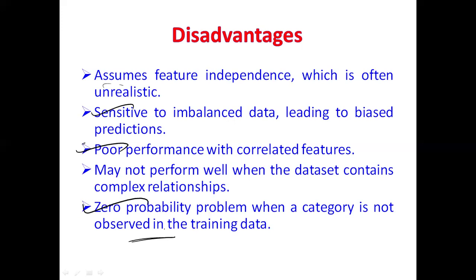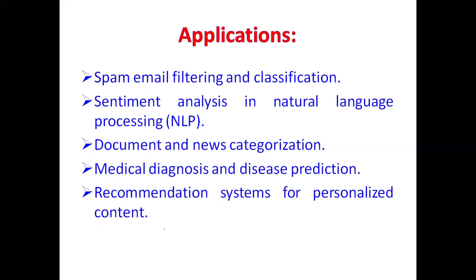The applications of naive Bayes algorithms are: naive Bayes is widely used in spam email filtering, where it effectively classifies emails as spam or not based on word frequency and patterns. It also excels in sentiment analysis tasks, where it determines the sentiment, positive, negative, or neutral, of user reviews or social media comments.